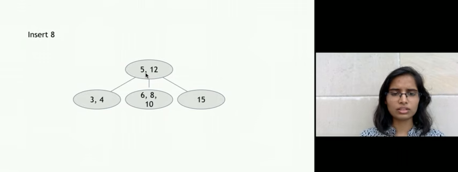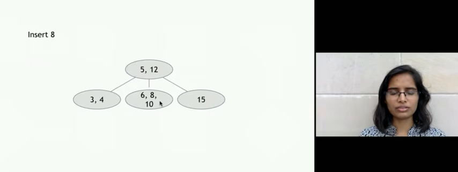Inserting 8. Again, 8 is greater than 5, less than 12, so we move to the middle subtree and add 8 to it. Now we have 3 values. We are fine with it. We can have 3 values in a node.